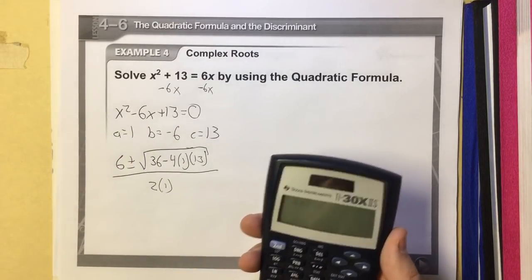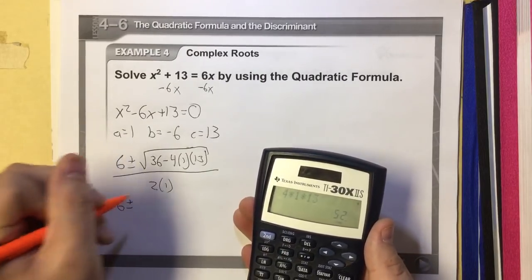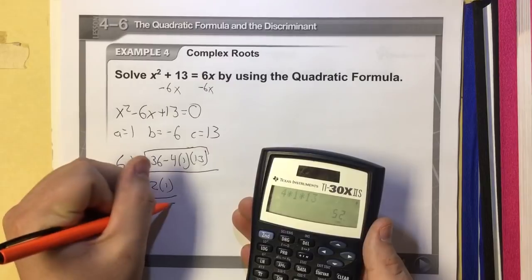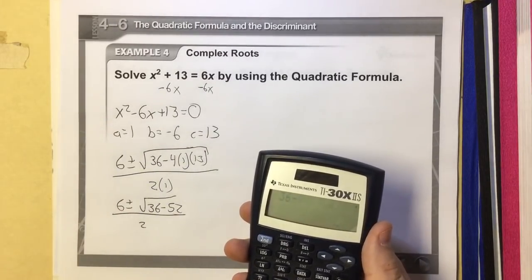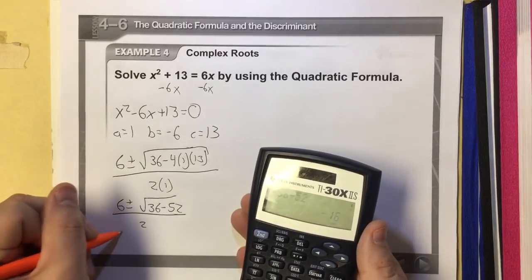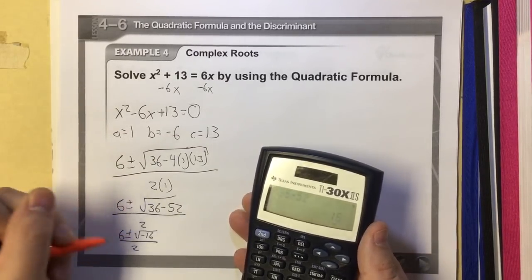4 times 1 times 13 gives me 52. 6 plus or minus the square root of 36 minus 52 all over 2. 36 minus 52 is negative 16. 6 plus or minus the square root of negative 16 over 2.